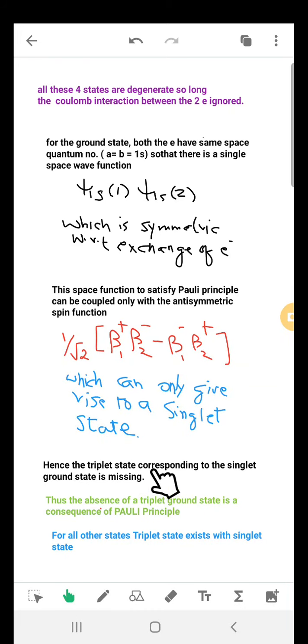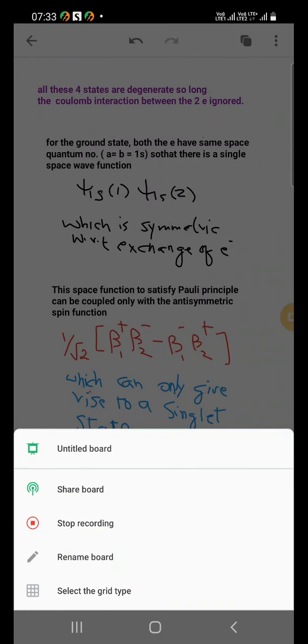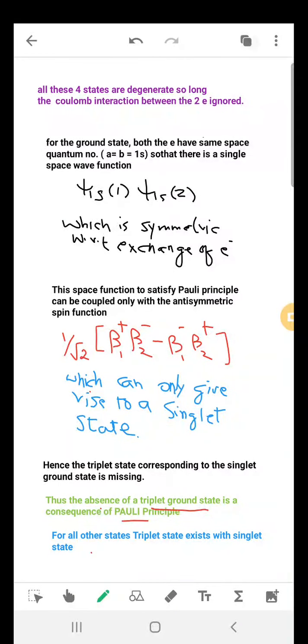Hence, the triplet state corresponding to the singlet ground state is missing. The absence of a triplet ground state is a consequence of Pauli's principle. So this is quite important. We don't get any ground state for the triplet, and this is because of Pauli's principle. And all other triplet states exist along with the singlet states. So this is for the helium spectrum.